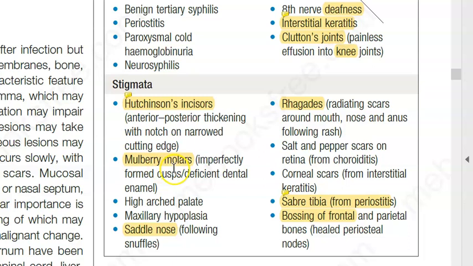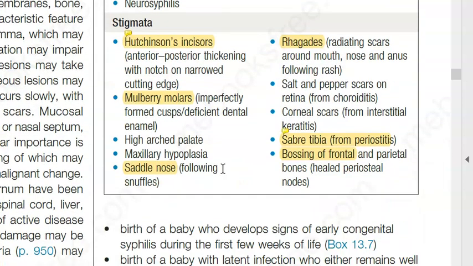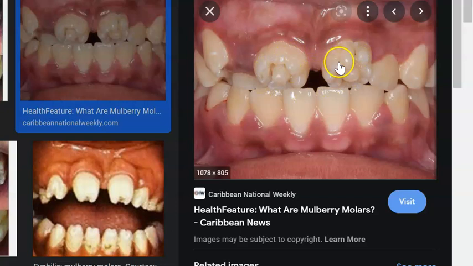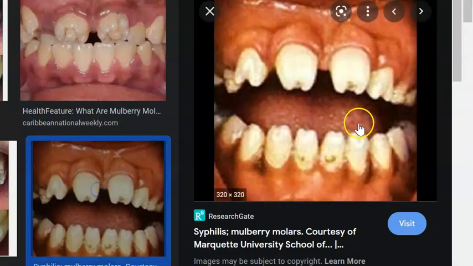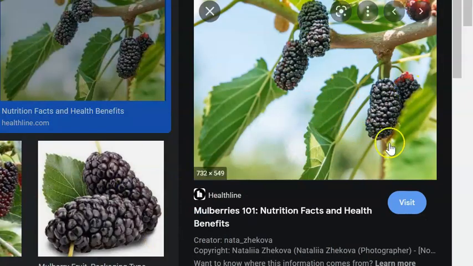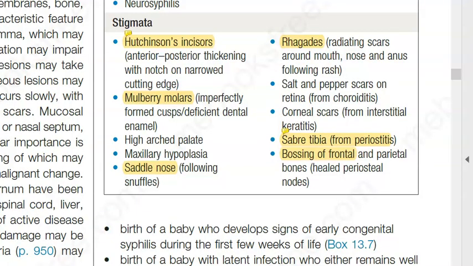They'll have mulberry molars, imperfectly formed cusps, deficient dental enamel. Something to do with the teeth, mulberry molars. Let's see if we can find an image for this. They have shown something like this, mulberry molars. Hutchinson teeth, this is actually mulberry. So do the teeth look like that? Mulberry. So they'll have a saddle nose, following the snuffles.